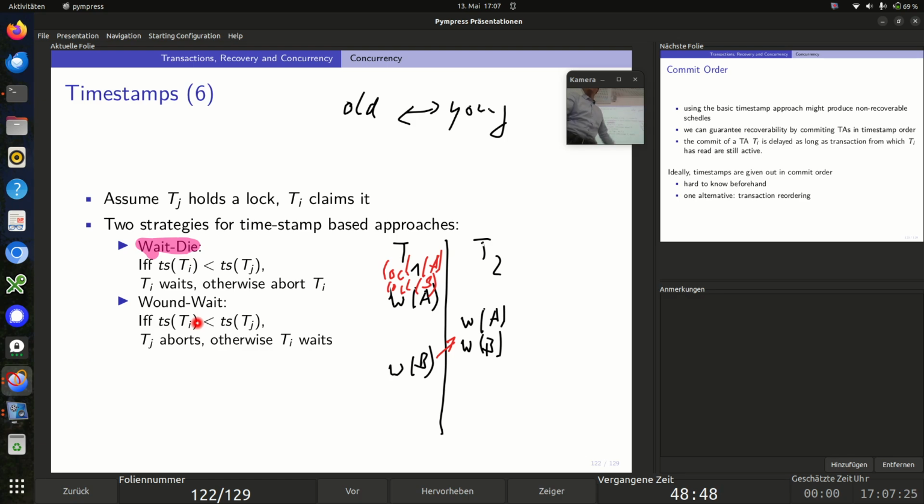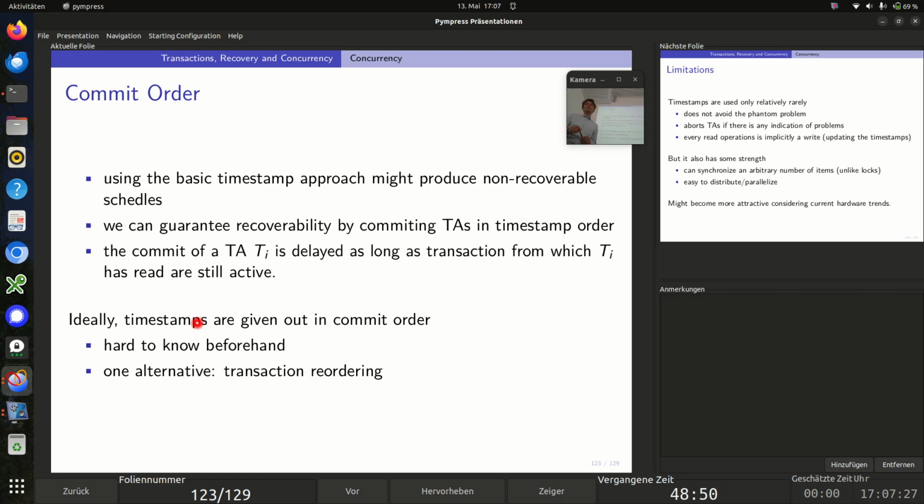Another possibility would be to use the commit order. There's one approach called multi-version concurrency control, and actually it uses the commit order for the schedule. But the problem is we never know when a transaction is committing. Therefore it would be best to use the commit order for determining which transaction should be successful and which not, but it's hard to know beforehand.